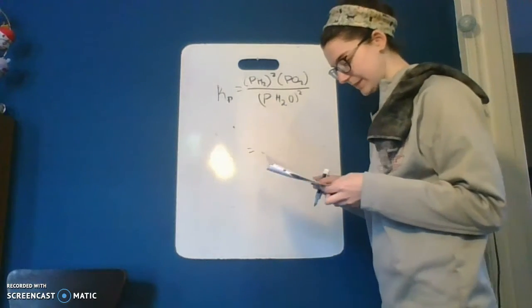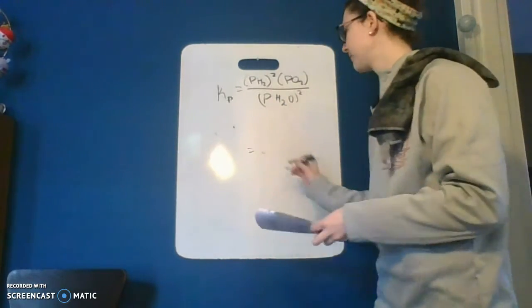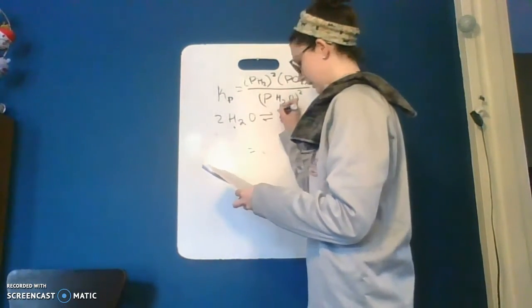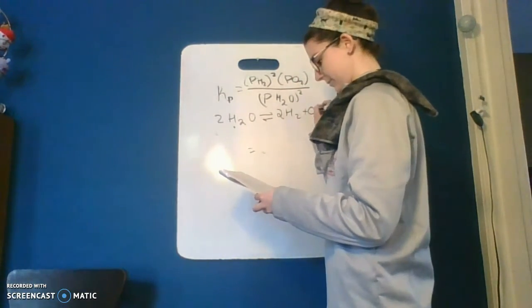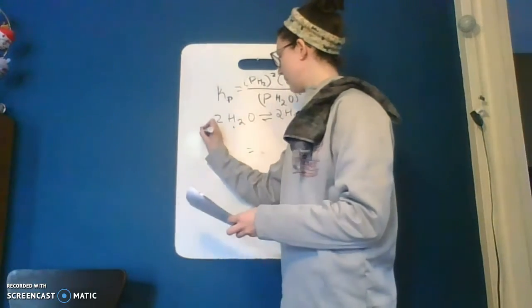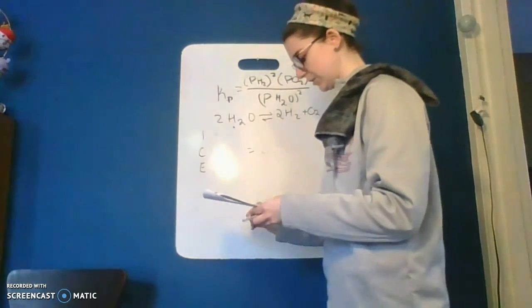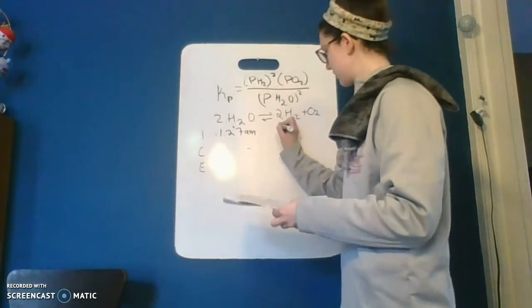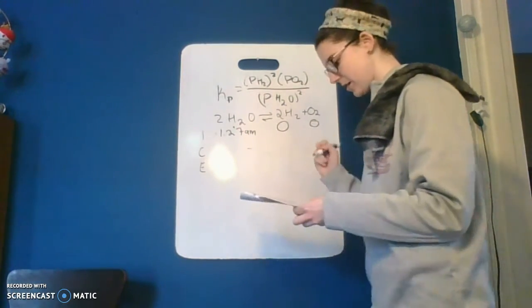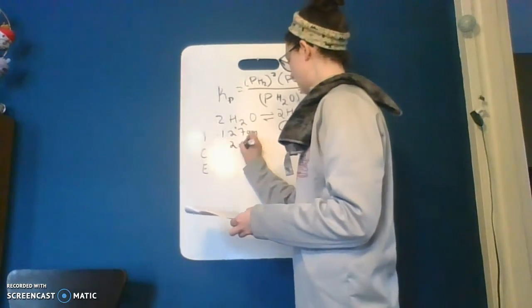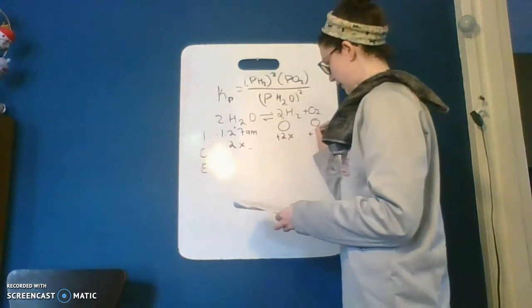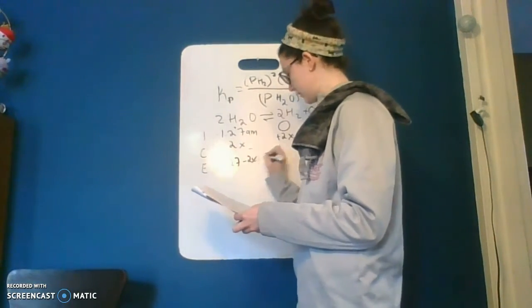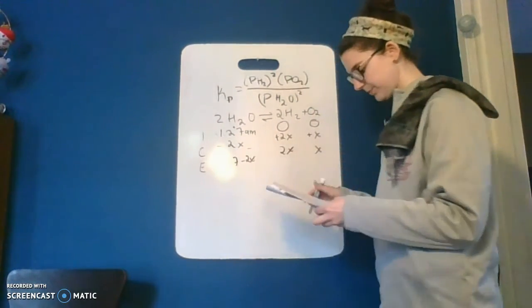For part B, I'm setting up basically an ICE table here. So I have my reaction 2H2O yielding 2H2 plus O2. For my initial concentration, I have 1.27 atmospheres, 0 atmospheres, and 0 atmospheres. For the change, I have minus 2x, plus 2x, and plus x. And at equilibrium, I should have 1.27 minus 2x, 2x, and x.